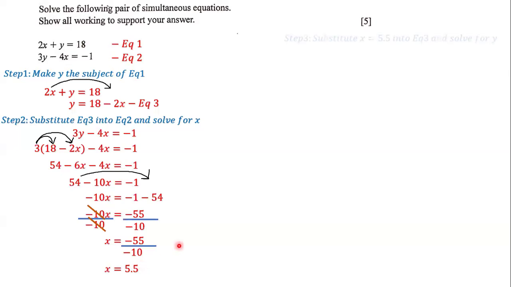Now we need to figure out what y is. So the next step is we have to substitute x is equal to 5.5 into equation 3, right? And solve for y. Remember that equation 3 states that y is equal to 18 minus 2x. And so wherever we see x, we're going to put 5.5. So we're going to substitute the value of x into this equation. And so we have y is equal to 18 minus 2 times 5.5.